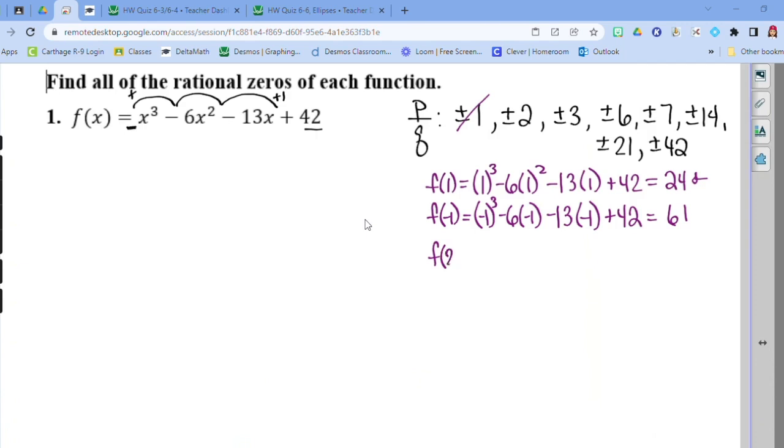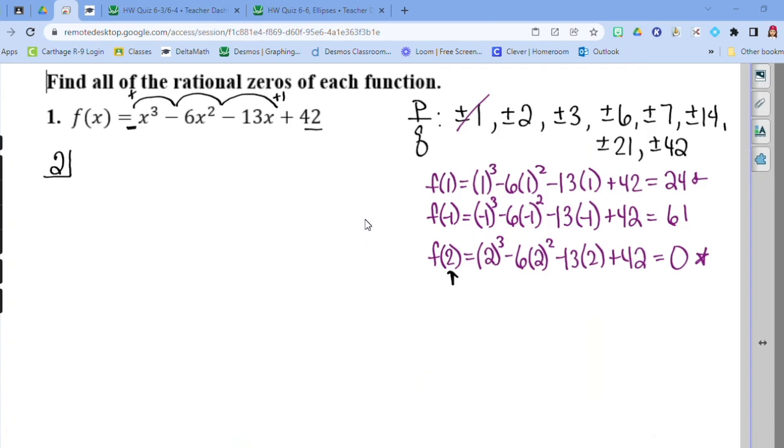Let's try 2. 2 to the third minus 6 times 2 squared minus 13 times 2 plus 42. And so 8 minus 24 minus 26 plus 42 gives us 0. That is one of the zeros then. So we're going to start with 2.